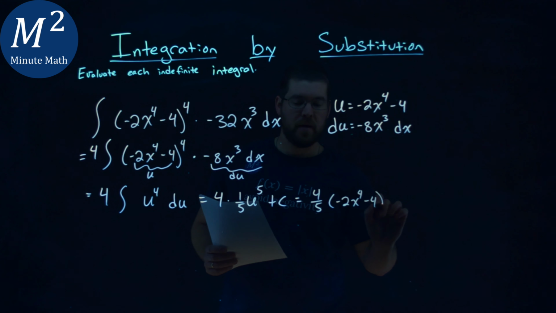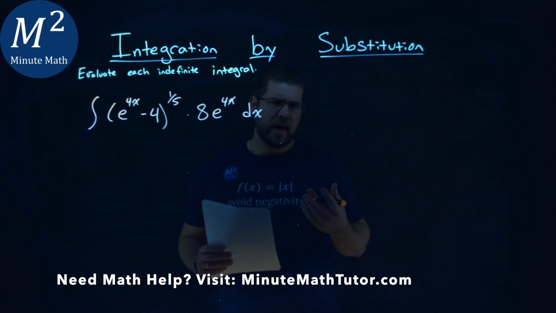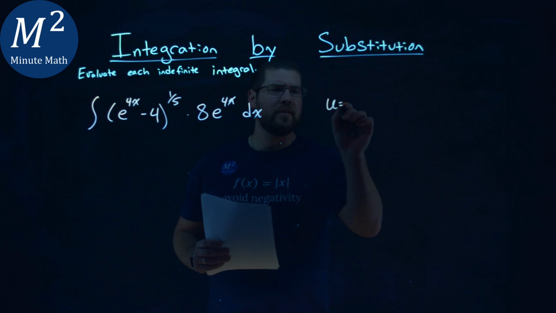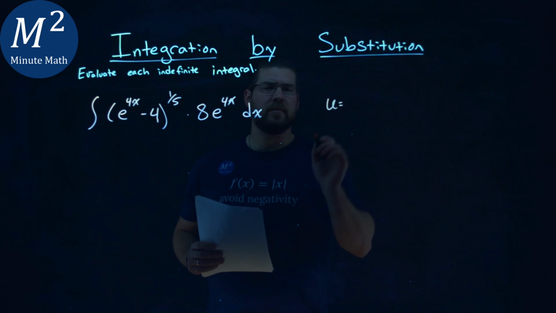plus c. We're given this problem right here, the integral of e to the 4x minus 4 all to the 1/5 power times 8e to the 4x dx. And we have to evaluate this indefinite integral. Now I want to have a u value for my substitution here, and I usually pick something that's inside the parenthesis. So let's go try that out.